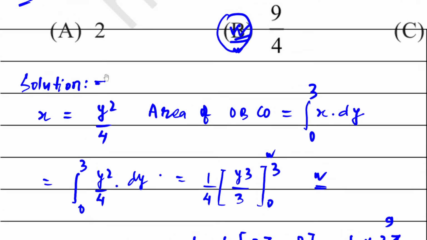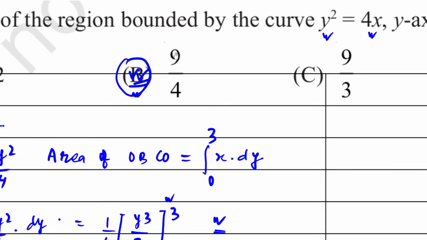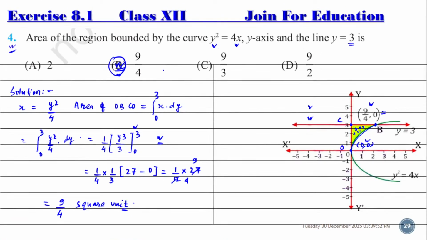9 by 4 is in option B. Therefore, the correct option of this question will be B. There is no problem to understand the solution of this question. So, to close the class, I am going to recap this class.